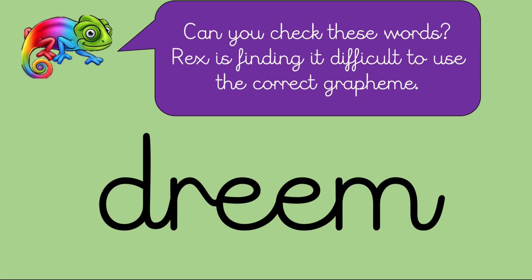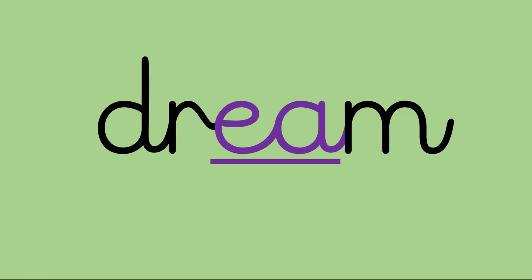Rex is finding it difficult to use the correct grapheme. Oh, what's this word, everyone? Dream, well done. Is it correct? No, you're absolutely right. It's not correct. What's incorrect? That's right, it should be an E and an A. The E sound in this word is the EA grapheme.